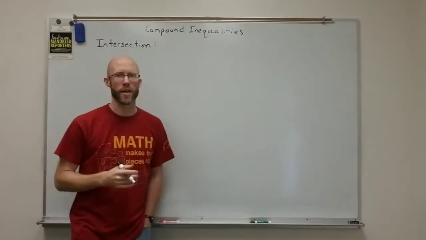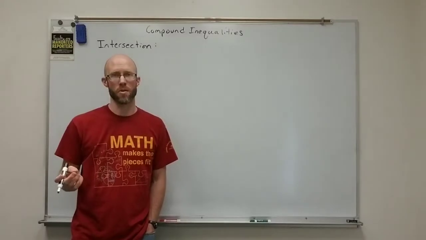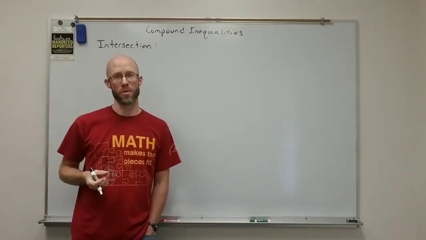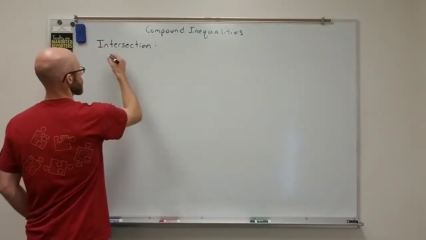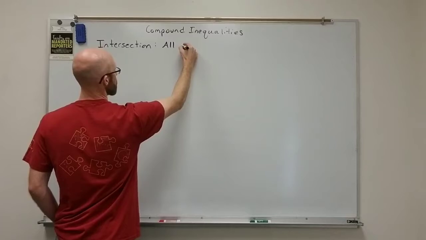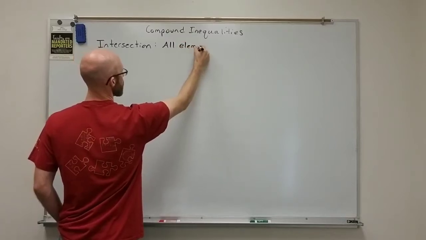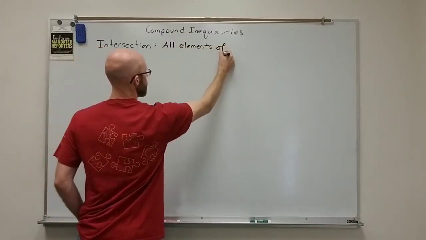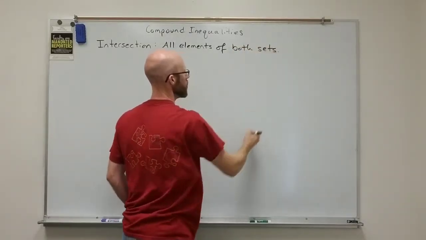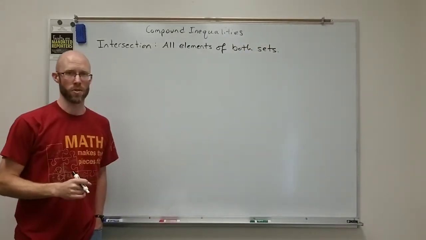So the intersection of any two sets in general is all of the points that are contained in both of those sets. Okay, so the intersection is all elements of both sets. Okay, so just kind of a general definition.